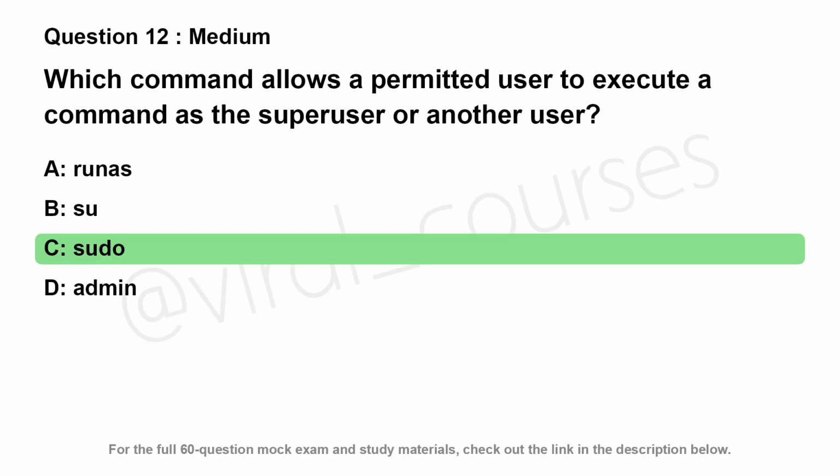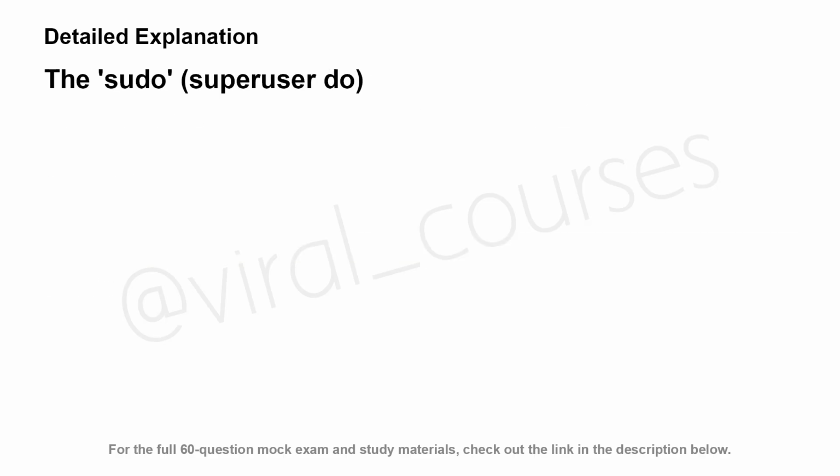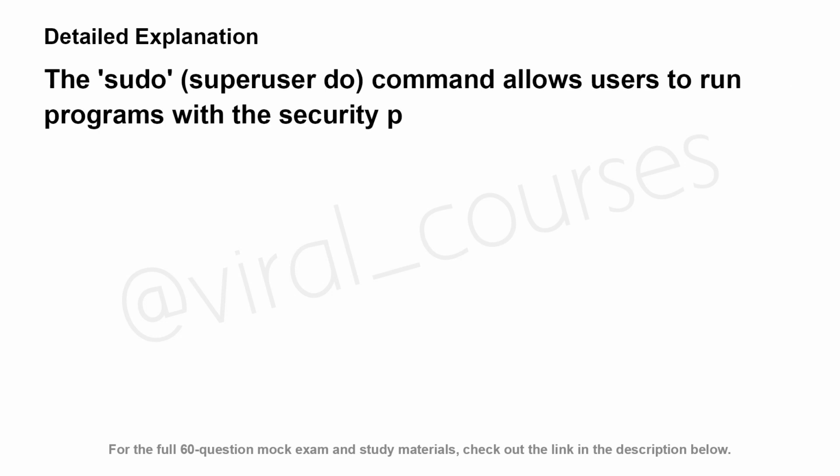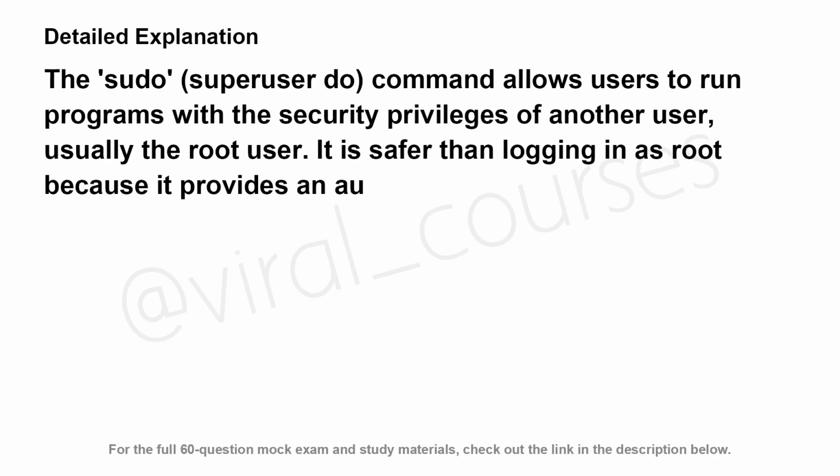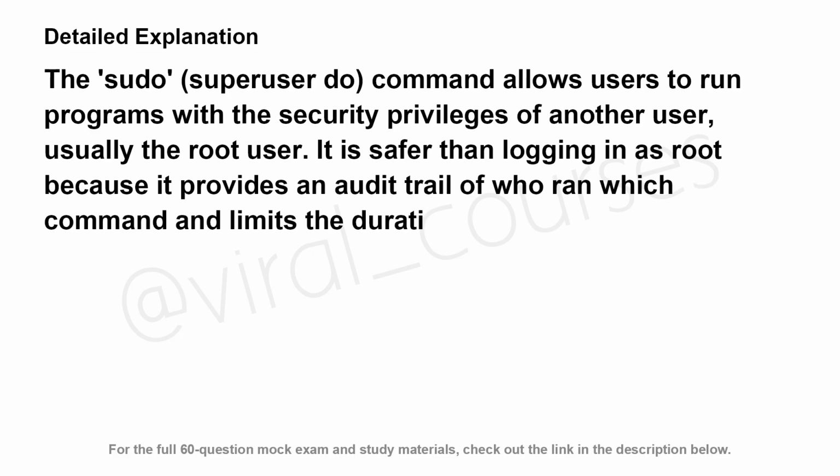The correct answer is C. The sudo (superuser do) command allows users to run programs with the security privileges of another user, usually the root user. It is safer than logging in as root because it provides an audit trail of who ran which command and limits the duration of elevated privileges.